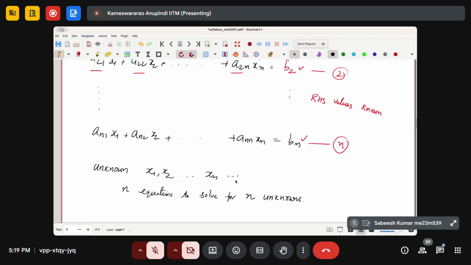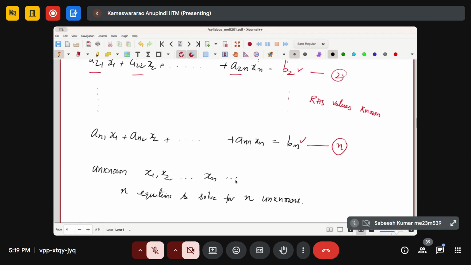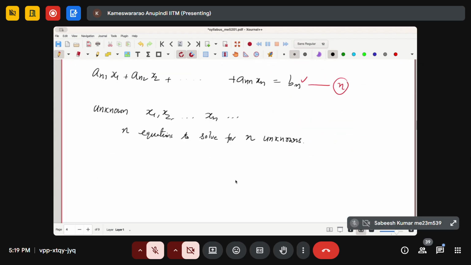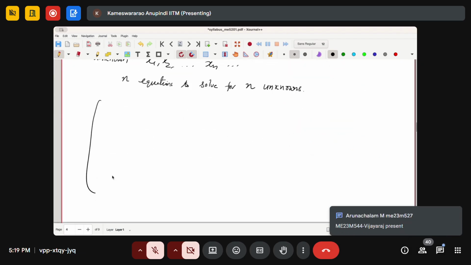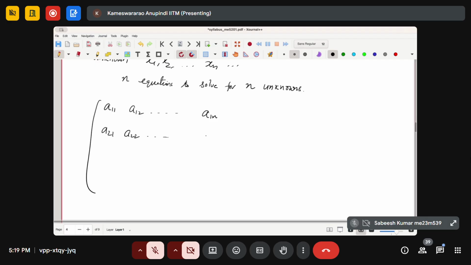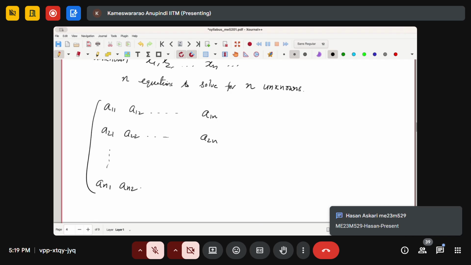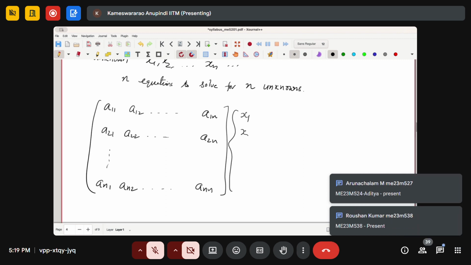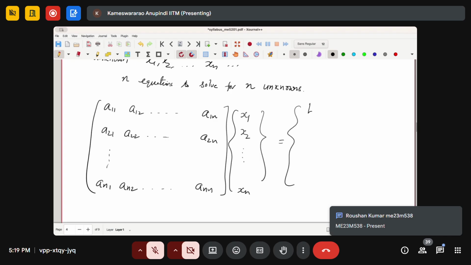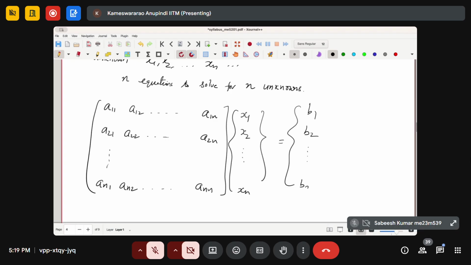Okay, that is the problem we are trying to solve. This can again be written in matrix form. For example, I can write this as a big coefficient matrix that has A11, A12, all the way to A1n, A21, A22, all the way to A2n, and then An1, nth row, An2, all the way to Ann. This matrix multiplies a column vector, which is x1, x2, all the way to xn, and on the right hand side we have B1, B2, B3, all the way to Bn.